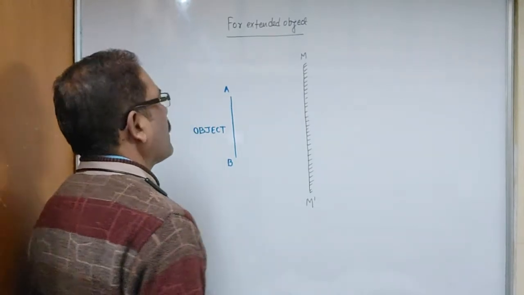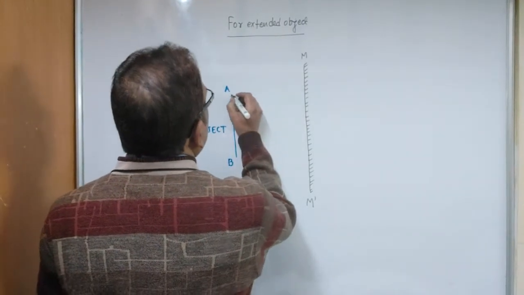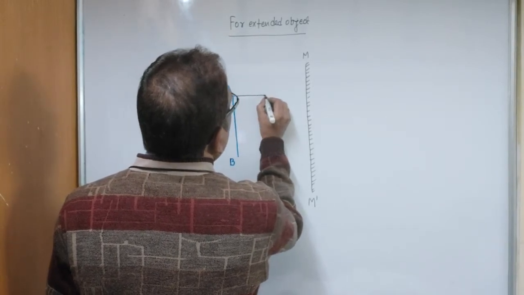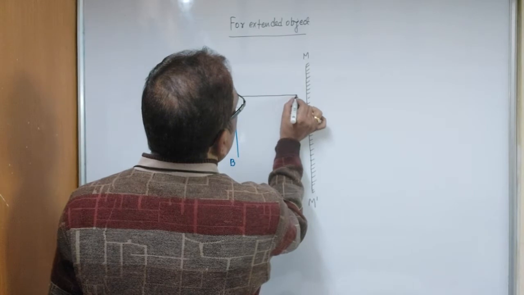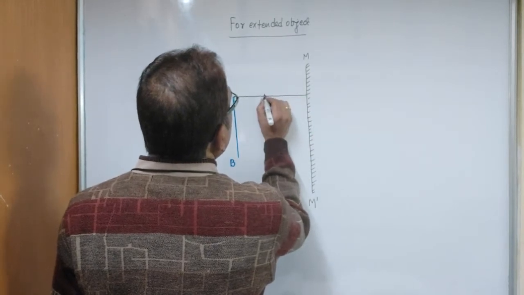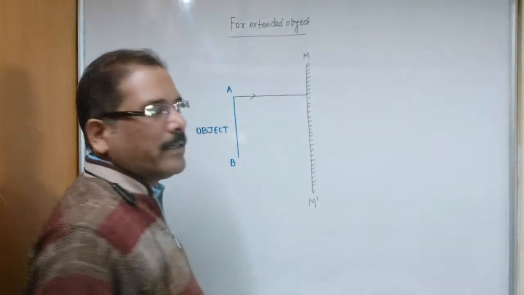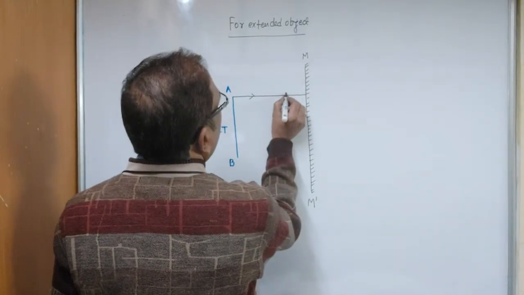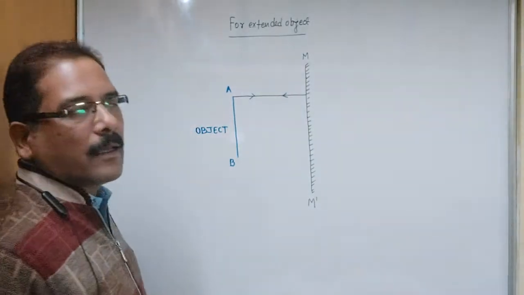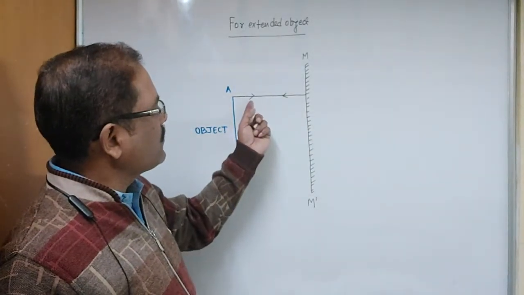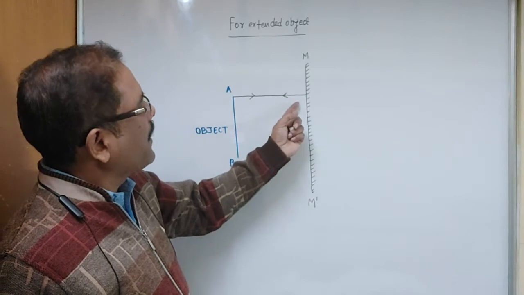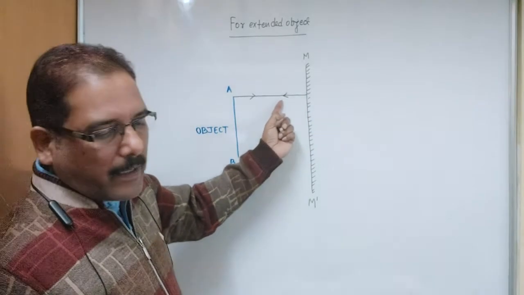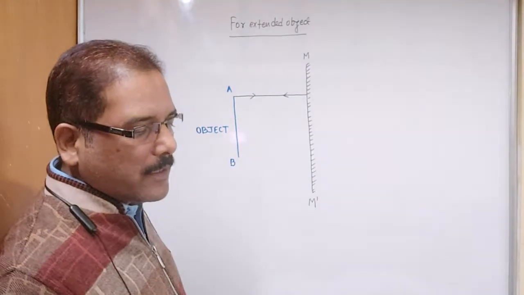So we will take two rays of light from both the ends. Suppose we take one ray which falls normally on the mirror surface. A ray of light which falls normally on the mirror surface will reflect back along the same path. That's why I have given two arrows. One is going straight, and this shows that the light after striking the mirror surface returns back along the same path.